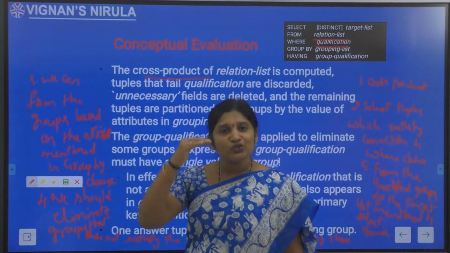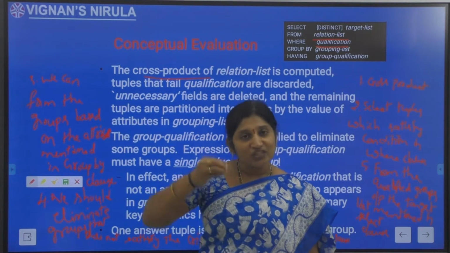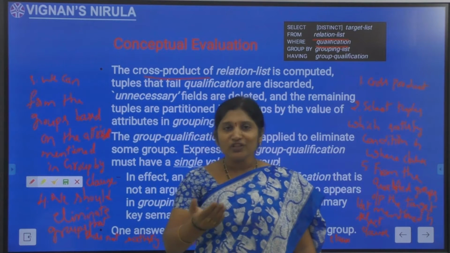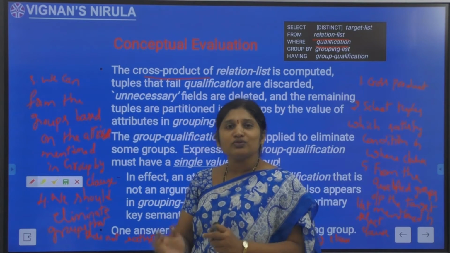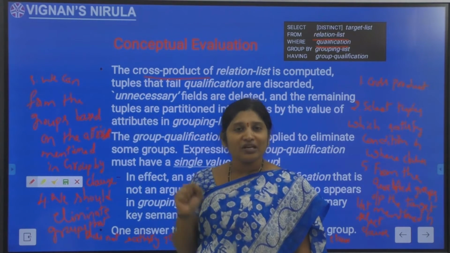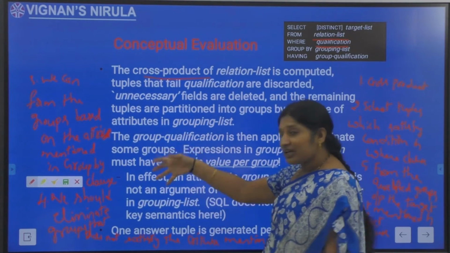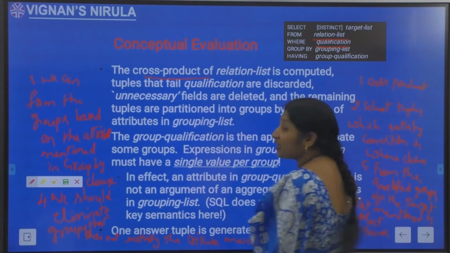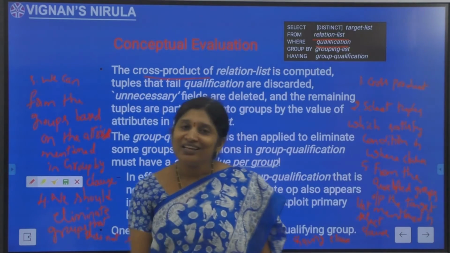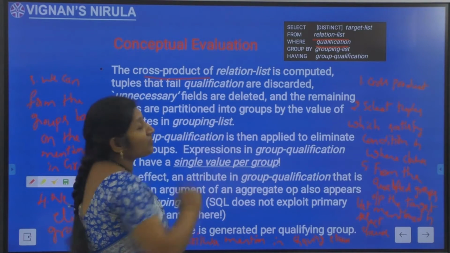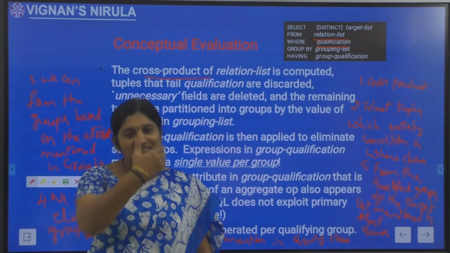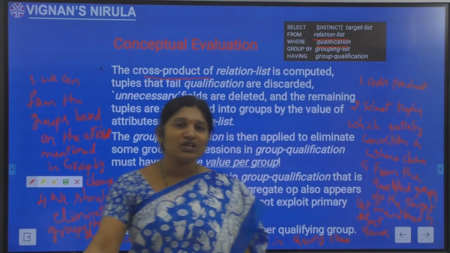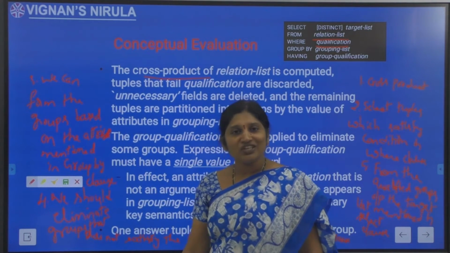After the third step, some groups have been formed. The next step is to eliminate the groups that don't satisfy our required criteria mentioned in the having clause. After the fourth step, we have only the groups that satisfy our required criteria. Out of the remaining groups, I need to output the target list of attributes mentioned in the select clause. This is the overall conceptual evaluation strategy of your select clause. We will see how it is evaluated with some examples, then you can get a clearer idea of how group by and having work.